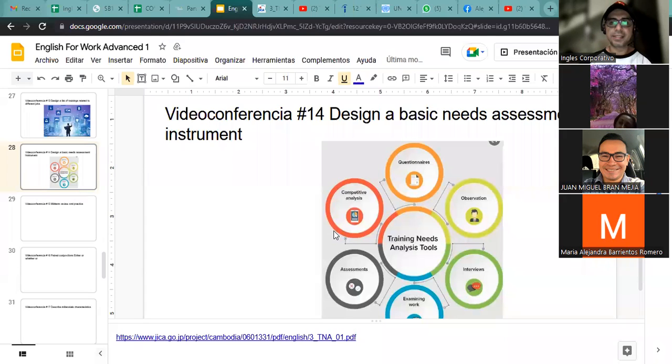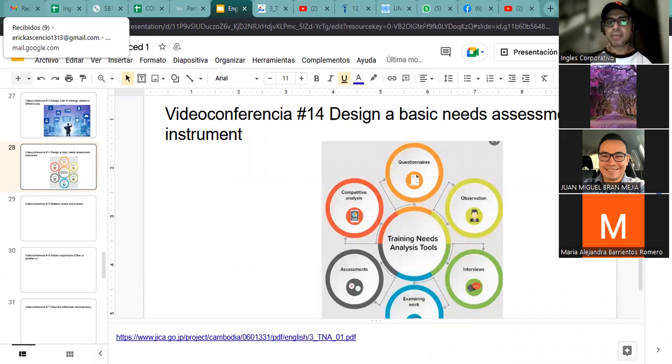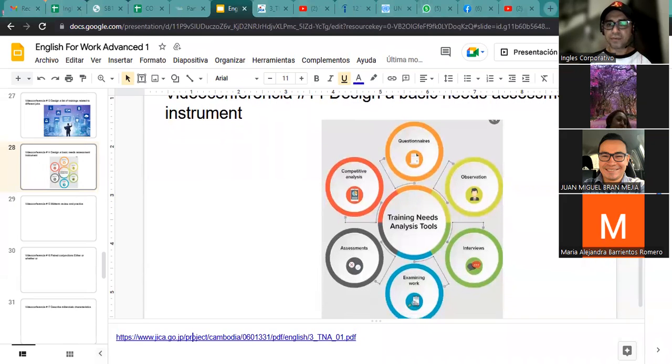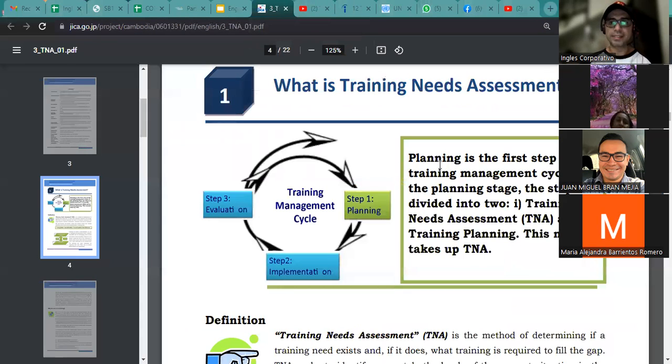Okay, so this is the class of today, design a basic needs assessment instrument. So there are many ways for you to actually assess the trainings that we need: questionnaires, observations, interviews, examining work, assessment, competitive analysis. And well, we have this little thing that we're going to analyze today.